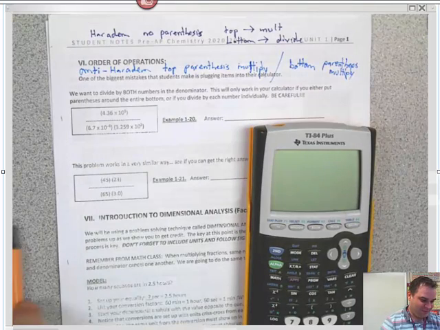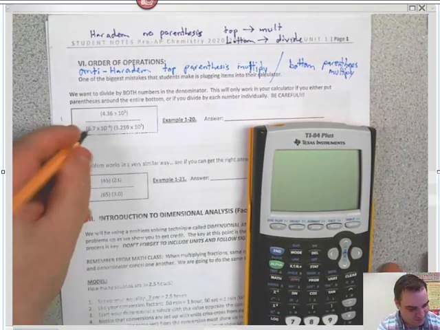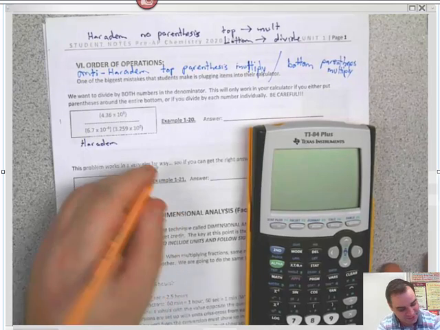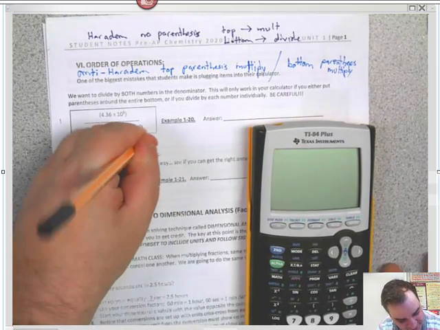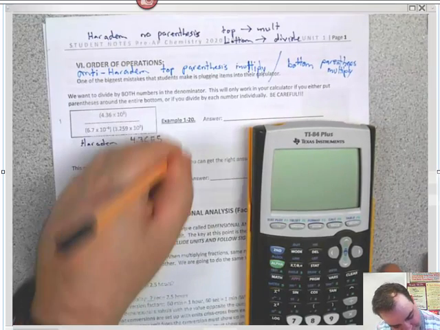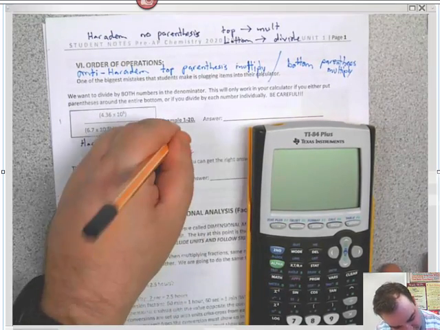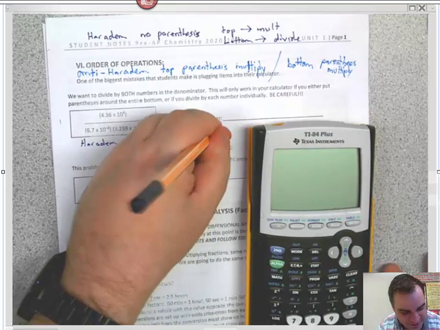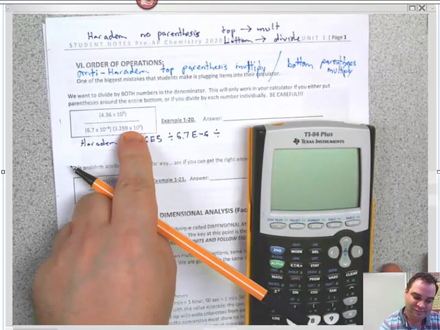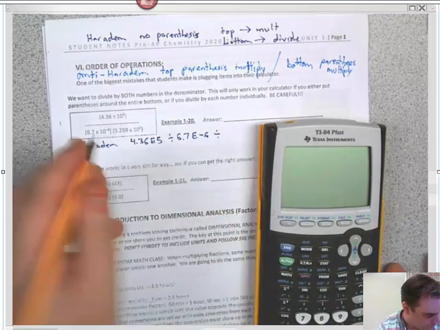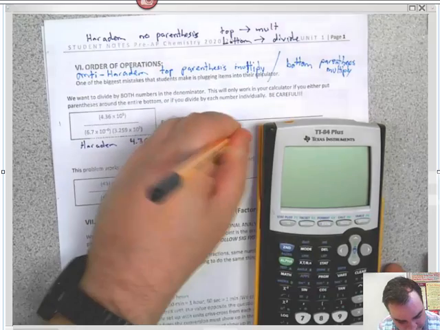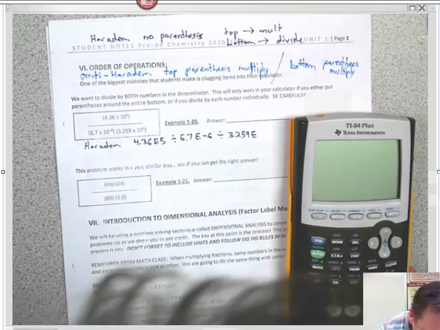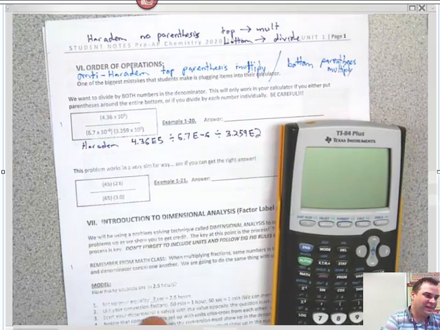So, for instance, if you were doing the Heredom way on this problem, you would type in 4.36 E5 divided by 6.7 E negative 6 divided by, because this number's on the bottom, you have to divide if you're not using parentheses, divided by 3.259 E2. That is the Heredom method here.